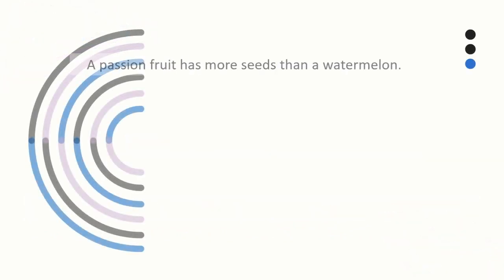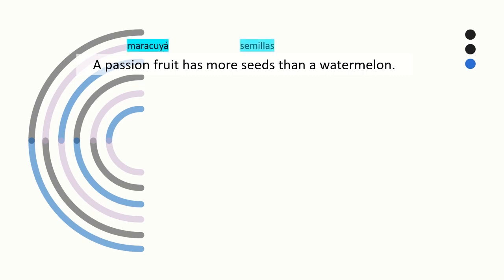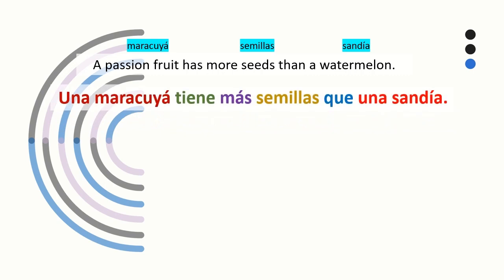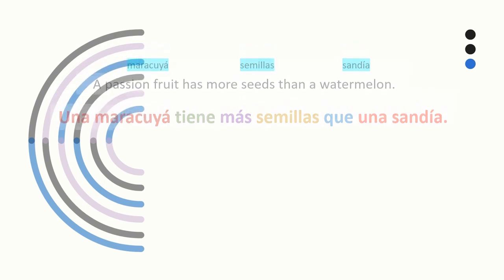Excellent. The third sentence is, a passion fruit has more seeds than a watermelon. Regarding the vocabulary in this sentence, passion fruit is maracuyá, seed is semillas, and watermelon is sandía. This is a positive structure using a noun. So how will you say it in Spanish? Nice. Una maracuyá tiene más semillas que una sandía.